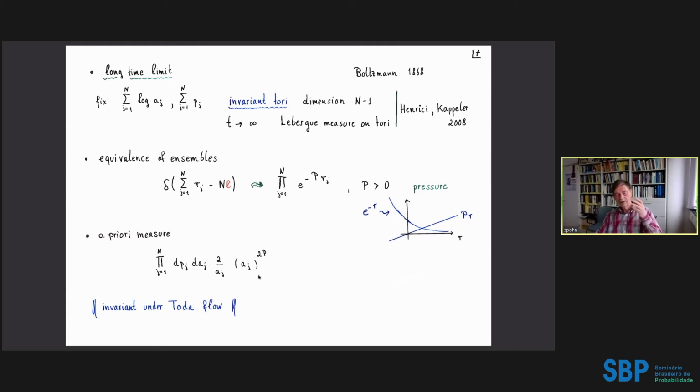But okay, so this is my a priori measure, and that's the analog of the Lebesgue measure. You can check immediately that this is actually invariant under the Toda flow. Okay, so this is the a priori measure. Now I have to weight it, just like what we learn in our statistical mechanics course. We have to weight it. Okay, so let's see what the weight is.